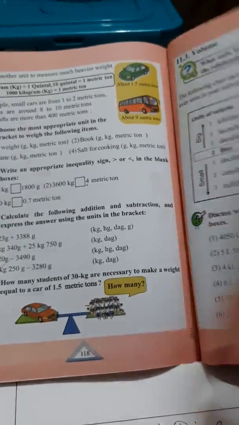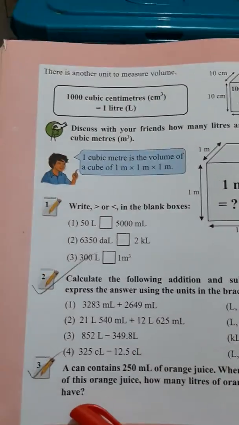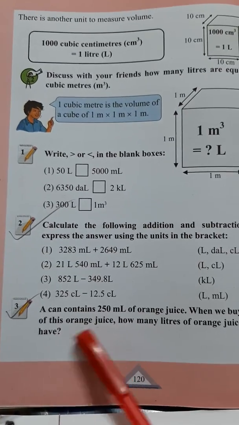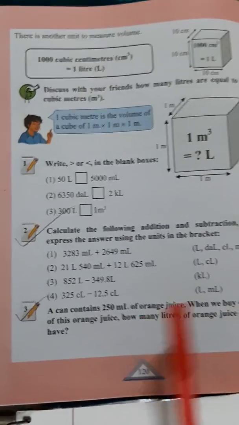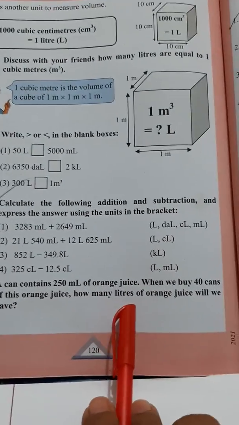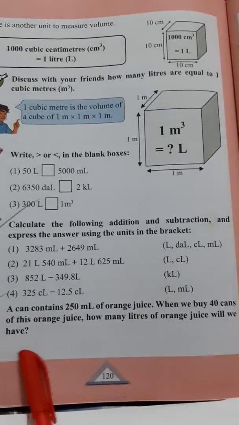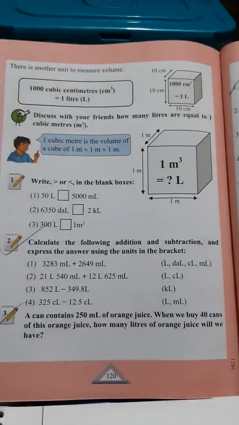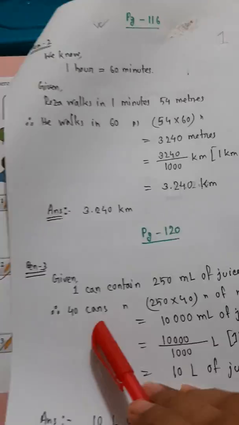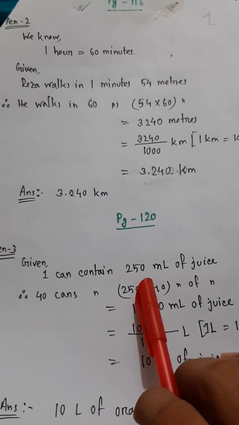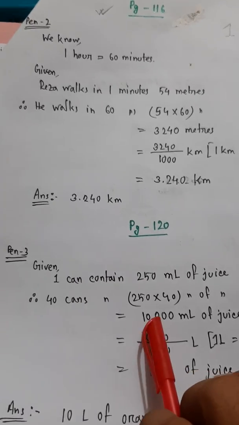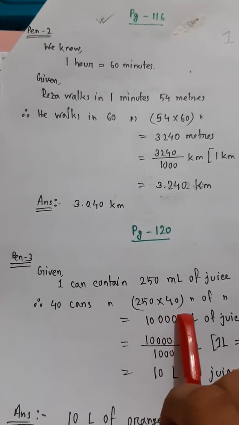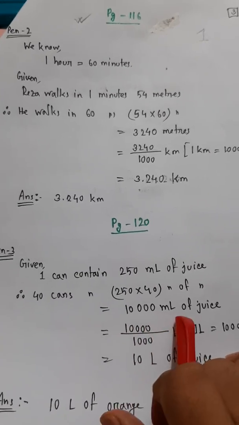120 pencil 3. Open your book 120 page and look at pencil 3. A can contains 250 ml of orange juice. When we buy 40 cans of this orange juice, how many liters of orange juice will we have? Solution. Given a can contains 250 milliliters of juice, therefore 40 cans contain 250 multiplied by 40, so 10,000 milliliters of juice.